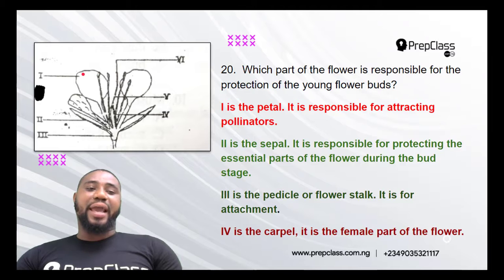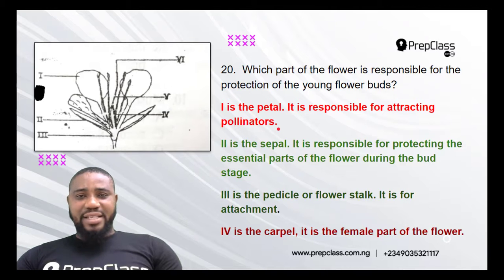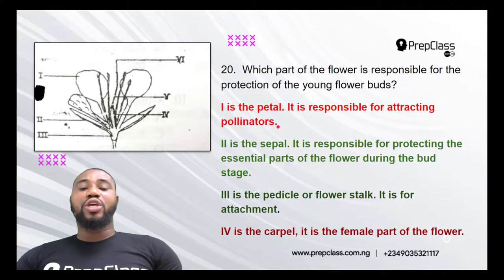So the part labeled I here is called the petal. It is responsible for attracting pollinators. When you see a flower, there is this part that looks fresh and smooth to the touch. Sometimes it can be white, red, yellow, orange, blue, or purple in color, and it has a very sweet fragrance. It smells fresh. That part is called the petal. Because of its bright color and scent, it usually attracts insects and birds, causing pollination of the flower.